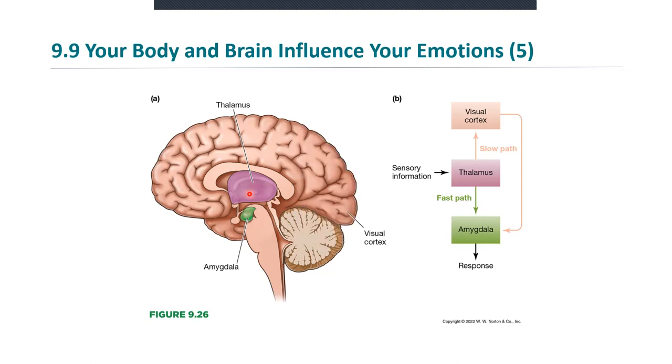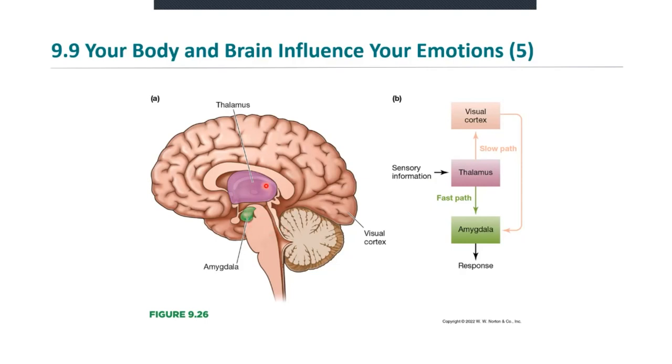Here's my laser pointing. Just notice how close together they are. The fast path, labeled in this diagram over here, is straight from the thalamus to the amygdala. So it's a very short route, and so you get very quick processing going on.